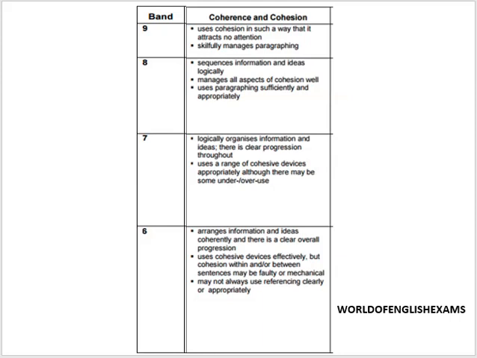That's simple. Then for band 6, arranges information and ideas coherently, and there is a clear overall progression. So the meaning of progression is that there is a continuity from one sentence to another sentence, which means you are sufficiently linking the sentences and ideas together. Uses cohesive devices. Cohesive devices are those words and phrases which can help you to link the ideas together.